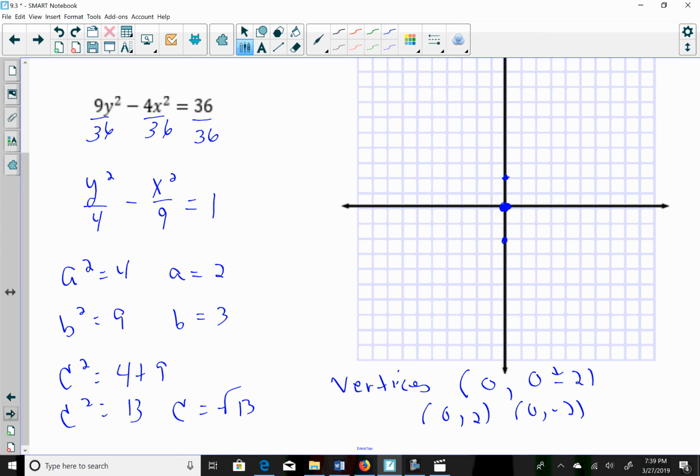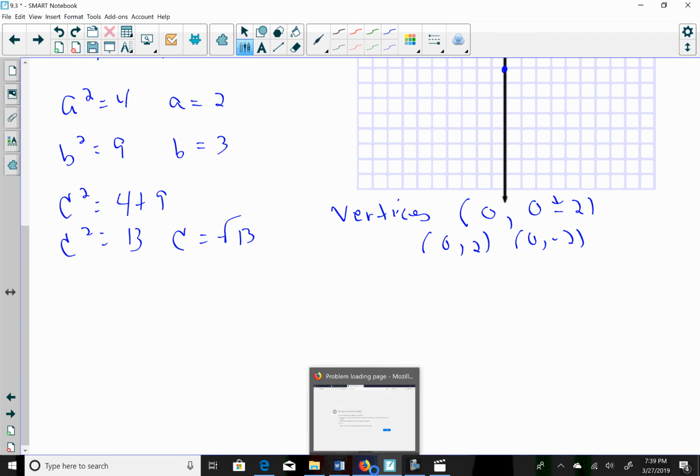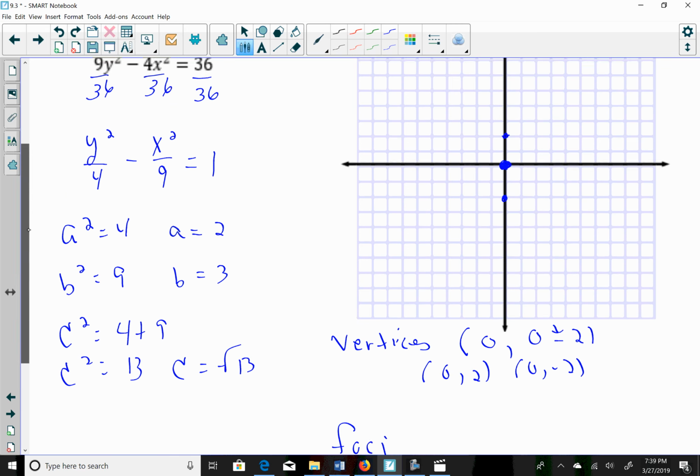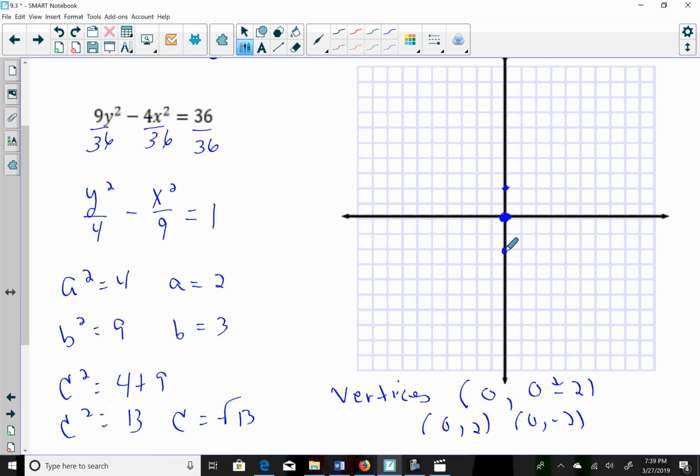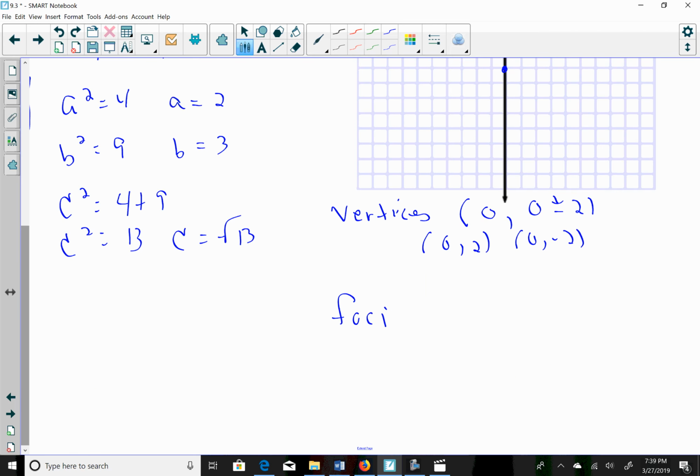My foci are going to be the square root of 13. So let me add a little distance to this page. So my foci, again, my foci are going to be on this line here, and my x coordinate is going to stay the same, and my y coordinate is going to go up or down the c, which is the square root of 13.